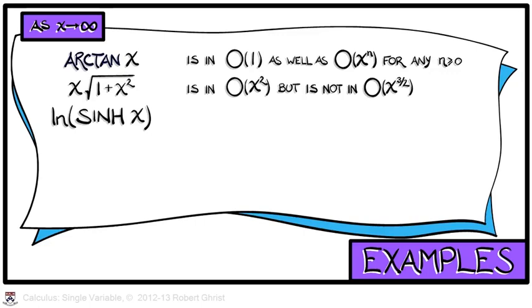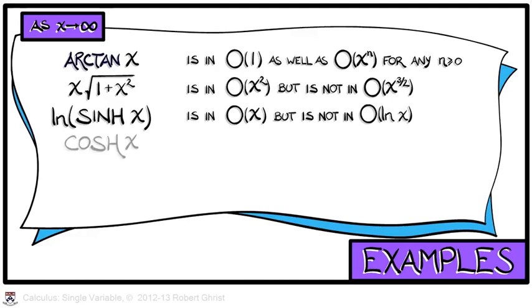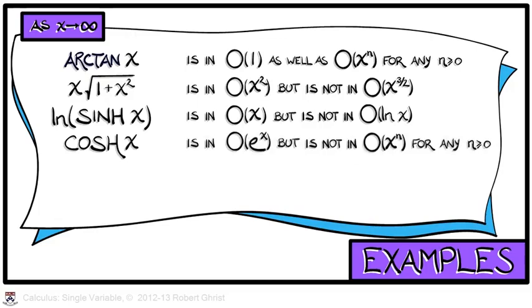The log of the hyperbolic sine of x is really in big O of x. It's got linear growth at most. It's not in big O of log of x. It grows too fast for that. Hyperbolic cosine of x is in big O of e to the x. It has exponential growth, but not polynomial growth.